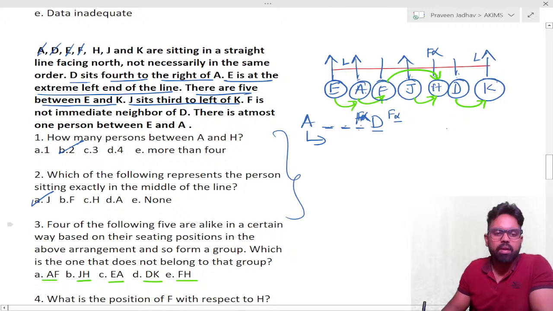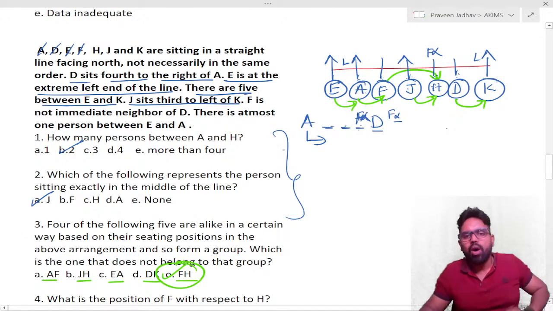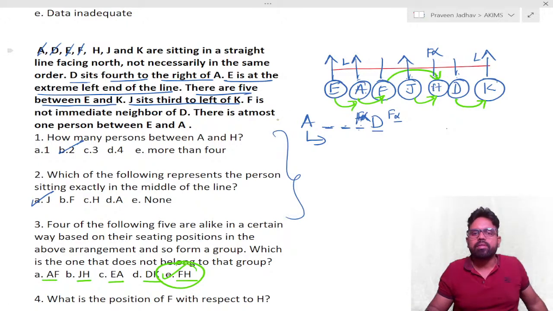Which is the odd man out? This one, FH. All the others were immediate neighbors. Only for F and H, there is one person between them. Getting it? Everyone?